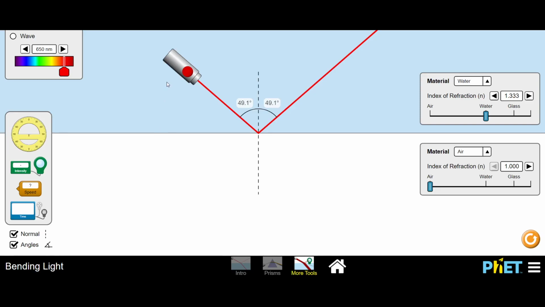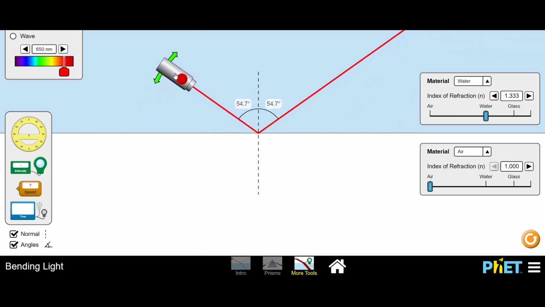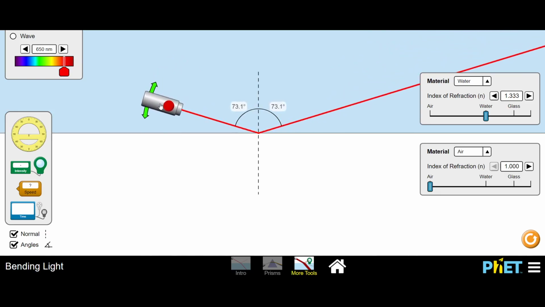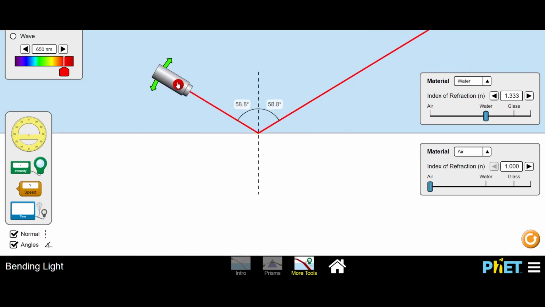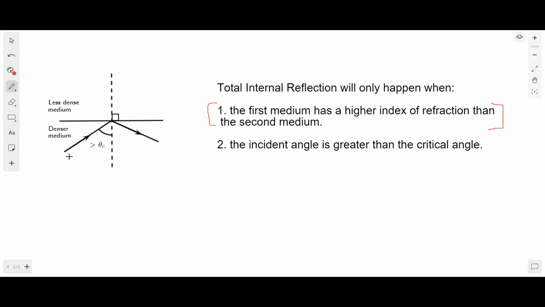Now another thing I want you to know is that at this special angle, total internal reflection will occur, but also any angle above that angle will also result in total internal reflection. So this special angle here is the minimum angle for total internal reflection. Any angle above it will still result in total internal reflection. But this will only happen if you're going from a denser medium to a less dense medium. In this diagram, we're going from a denser medium to a less dense medium, and that's why it's bouncing off. Let's talk about the incident angle now. What it says is that the incident angle has to be greater than the critical angle.